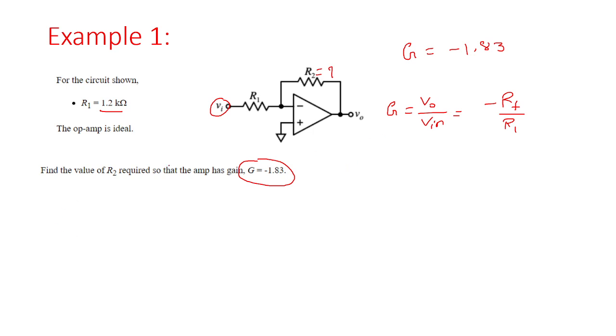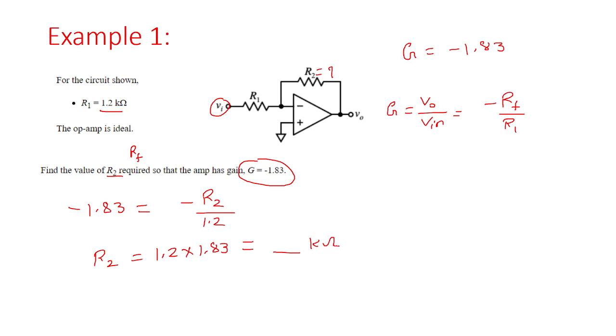So R2 is nothing but Rf, feedback resistor. So gain is minus 1.83. We can write minus 1.83, which is equal to minus R2 divided by R1, which is 1.2K. So if you solve it, R2 will be equal to 1.2 into 1.83. So we will get some value of R2, which will be in kilo ohm because R1 is in kilo. So R2 will also be in kilo.